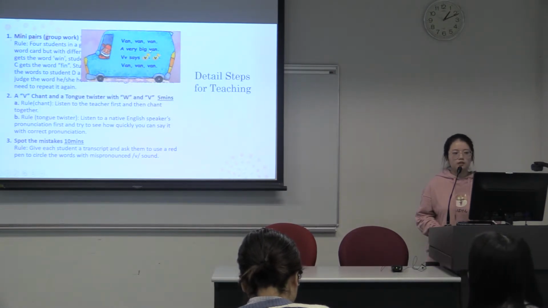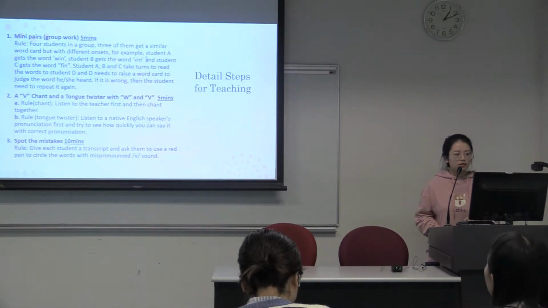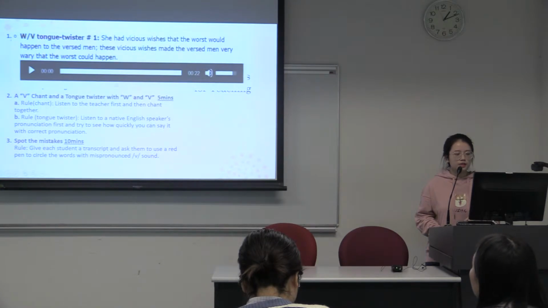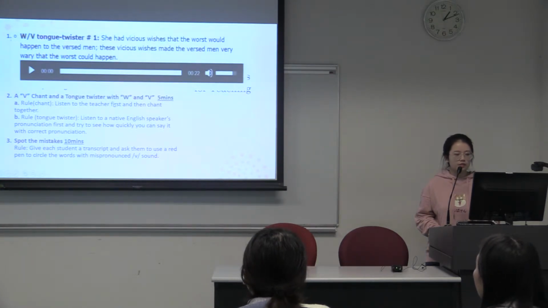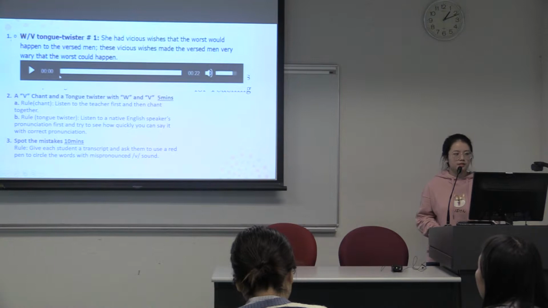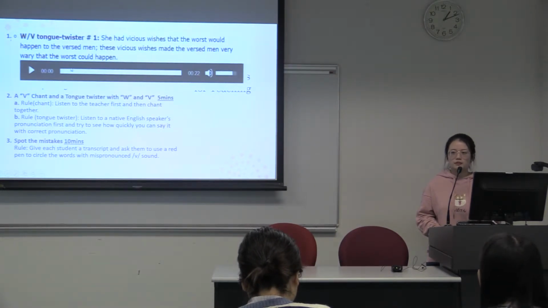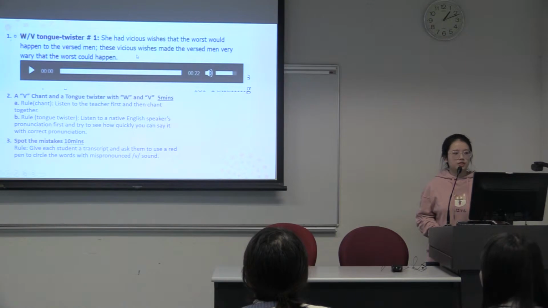Nearly all of the words begin with the sound V. And then we will let students listen to a native English speaker's pronunciation. First is the tongue twister. They listen to the native speakers first, and then imitate it. She had vicious wish that the worst, and this chant begins with the V and U sound.